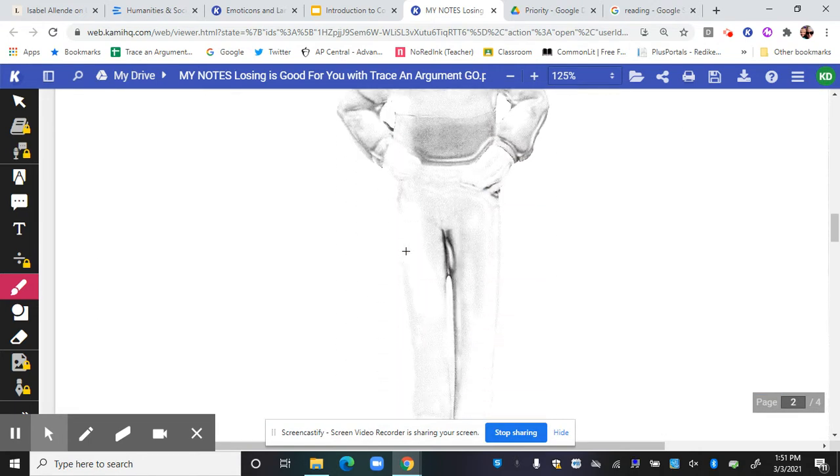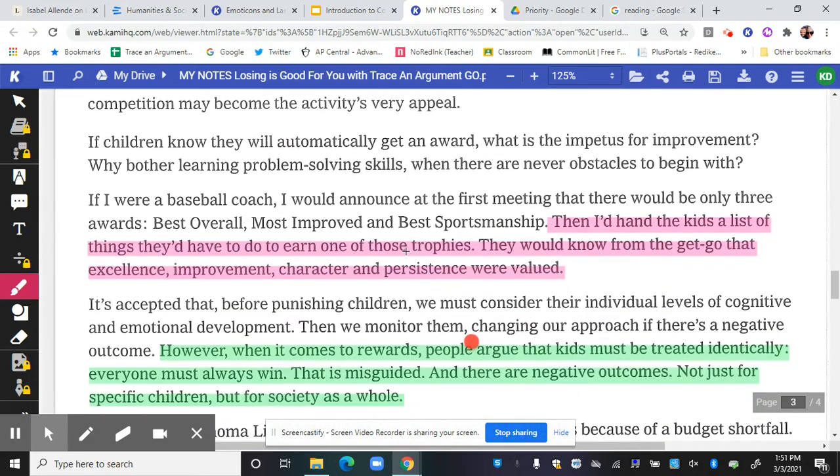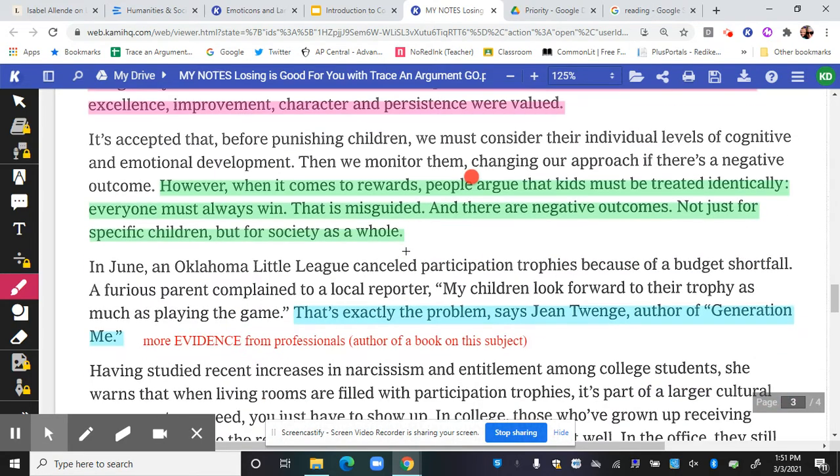And at the time, we did talk about counterargument briefly. I had you guys complete a graphic organizer, and we did note a counterargument. So it's actually right here on the screen. You can see the red dot here. "However, when it comes to rewards, people argue that kids must be treated identically. Everyone must always win." So as I'm reading that, you can hear that it is opposing the central claim of the piece. The idea that everyone has to be treated the same and everyone must always win would kind of indicate that awards are good things.